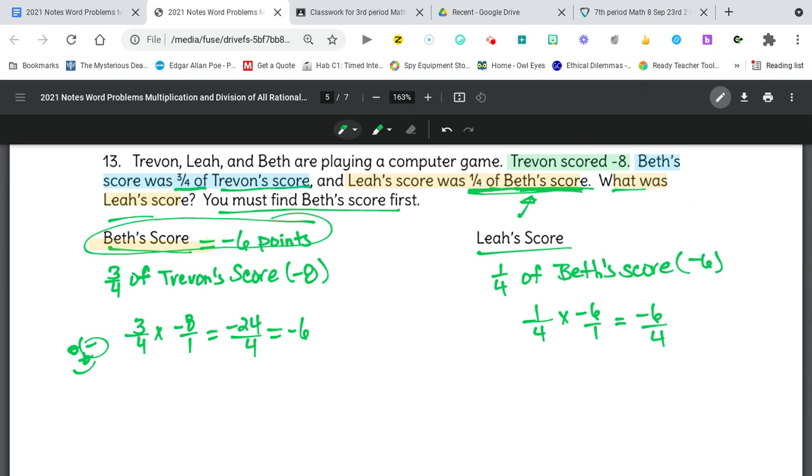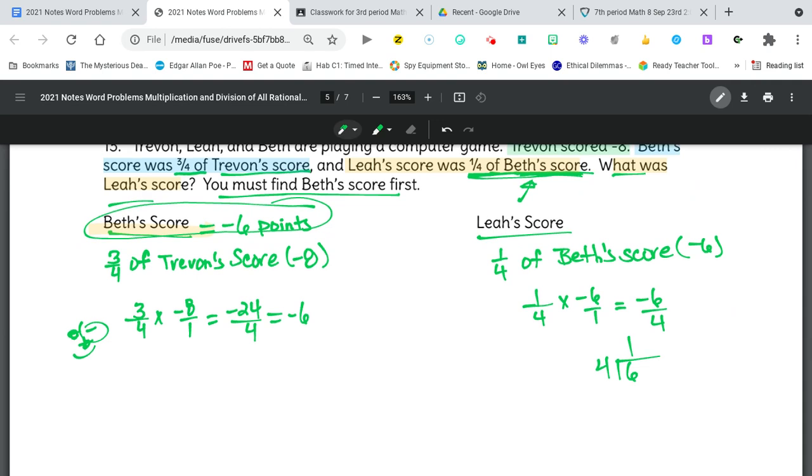And I'm going to do top in, bottom out, T-bow. I can get one group of 4 out of 6. So that gives me -1 and 2 over 4. But I can divide both of these by 2. So that's -1 and 1/2 points.